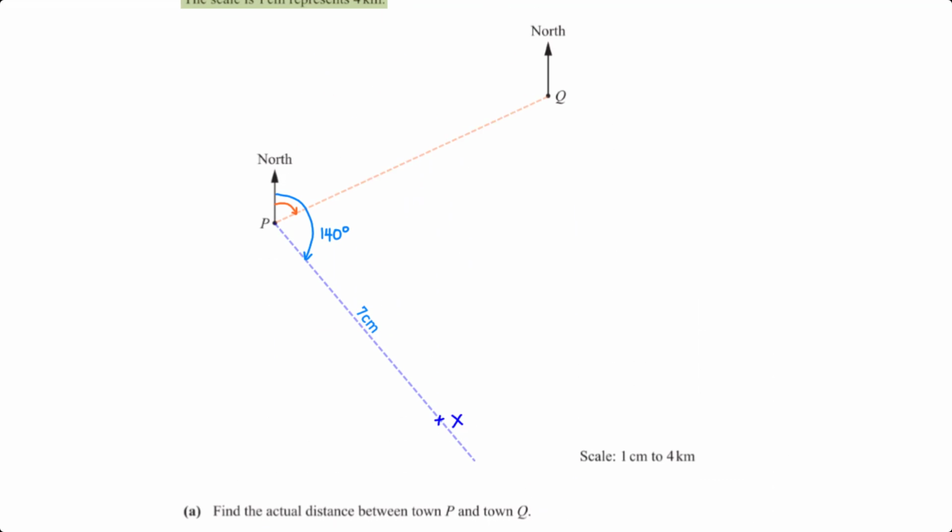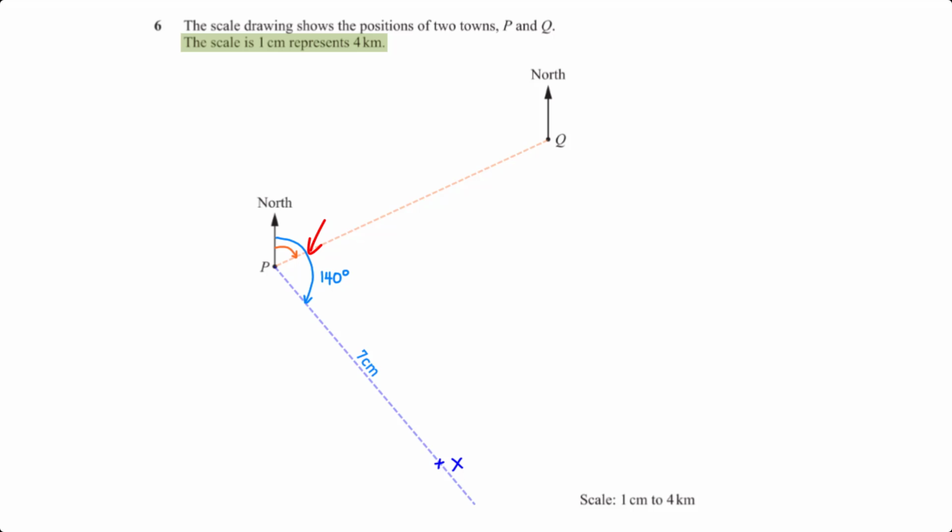So on the scale drawing, we first measure and mark an angle of 140 degrees from the north of point P. Then we pin the position of town X along this bearing such that X is 7 centimeters from point P.